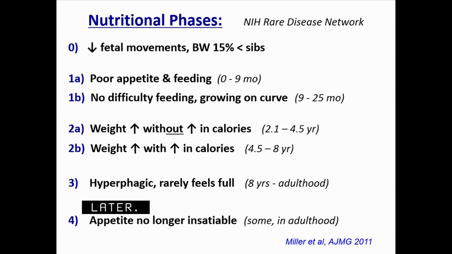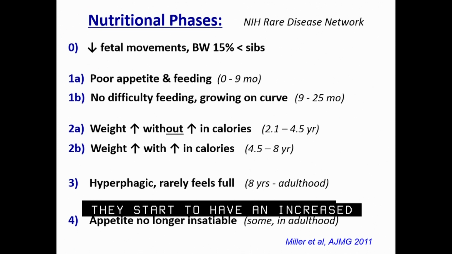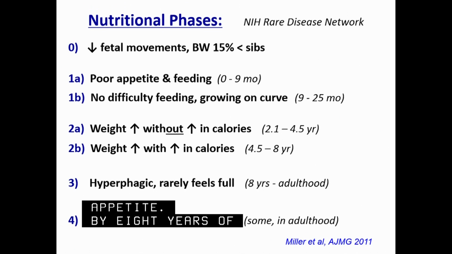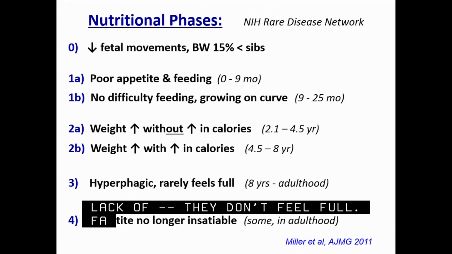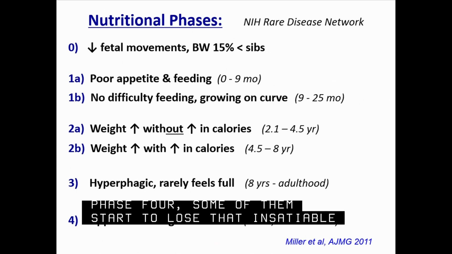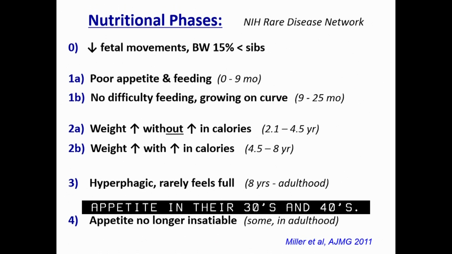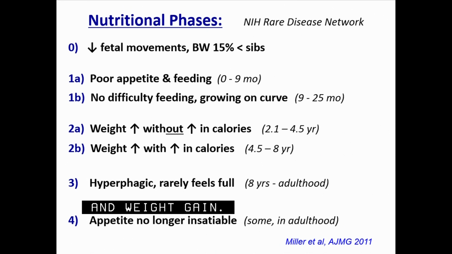They start to have an increased appetite, increased interest in food, start talking about it. By 8 years of age, they're always hungry, and they have a lack of satiety. They don't feel full. And we call that phase 3. And then phase 4, some of the adults, I have 70 adults that are cared for in town in Gainesville in group homes. And some of them start to lose that insatiable appetite in their 30s and 40s, not all of them. But it's a wonderful model to understand appetite regulation and weight gain, et cetera. And I think will elucidate a lot with this syndrome.